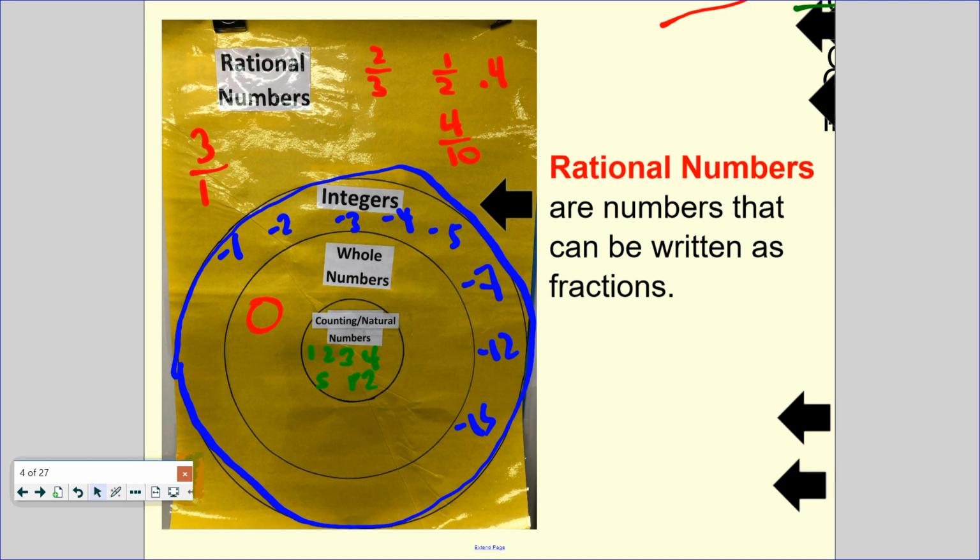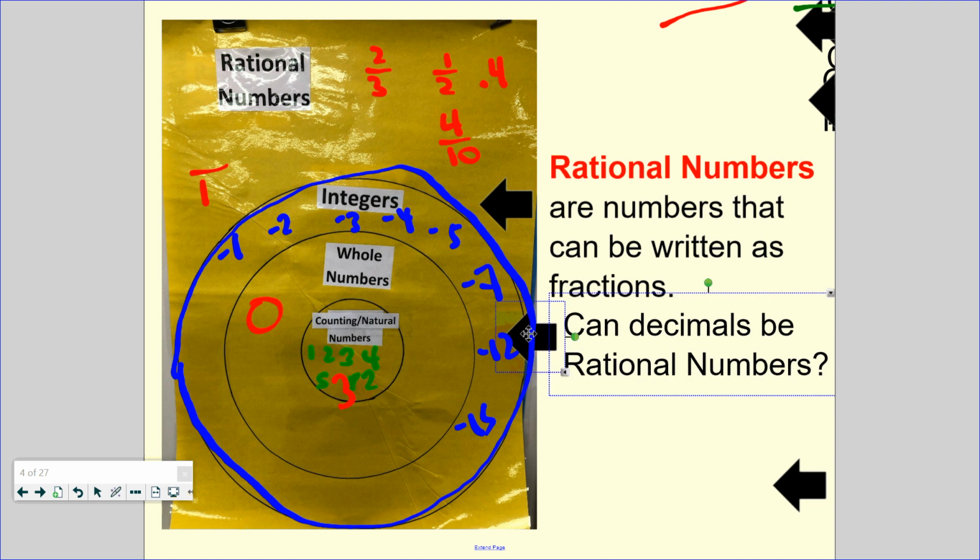However, isn't the number 3 better represented as an integer, a whole number, or a counting number? It's probably best represented as a counting number. But a rational number can be an integer. It can be a whole number. It can also be a counting or natural number. So that is best represented right there.